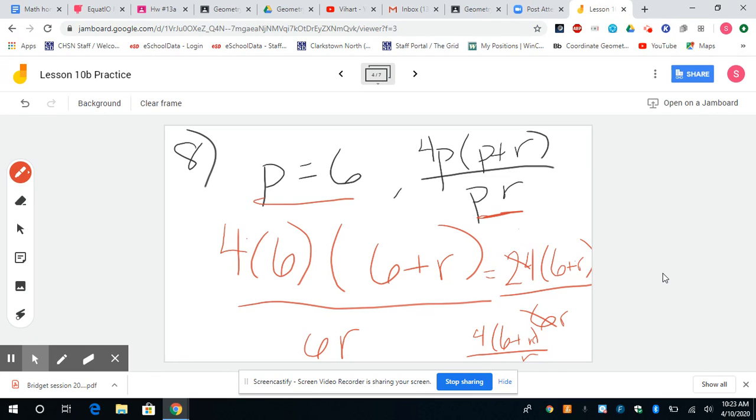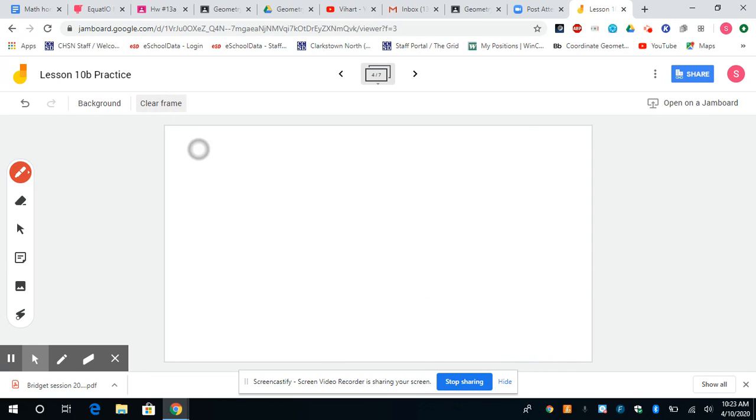Let's go back. So yeah, they distributed, so I might have to do another page. So we had 24 times 6, and you can go back on the video. 24 over 6 plus r over 6r. So then we cross this out, and 24 divided by 6 is just 4.